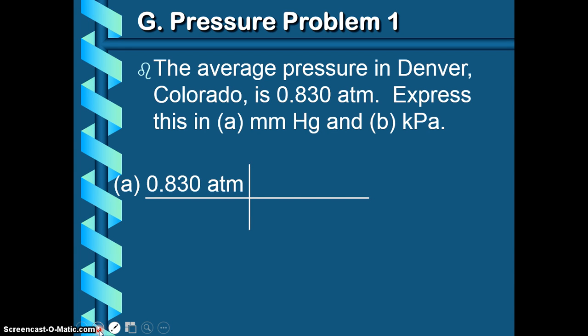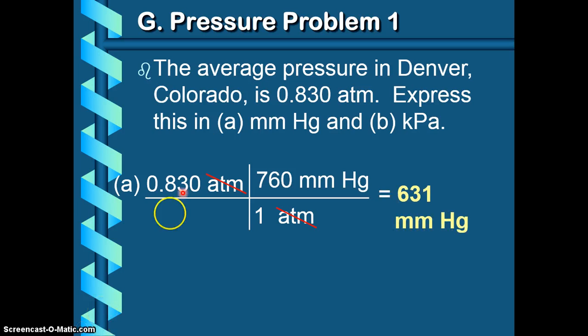The conversion factor that you're going to have is going to come off of the slide that has the various pressures at sea level. So we're going to take this one, for example, and use 1 atm as 760 millimeters of mercury, being the same thing. We're going to be able to cancel when we set it up that way. We do the simple math. So the 0.830 multiplied by 760 divided by 1 is 631 millimeters of mercury.